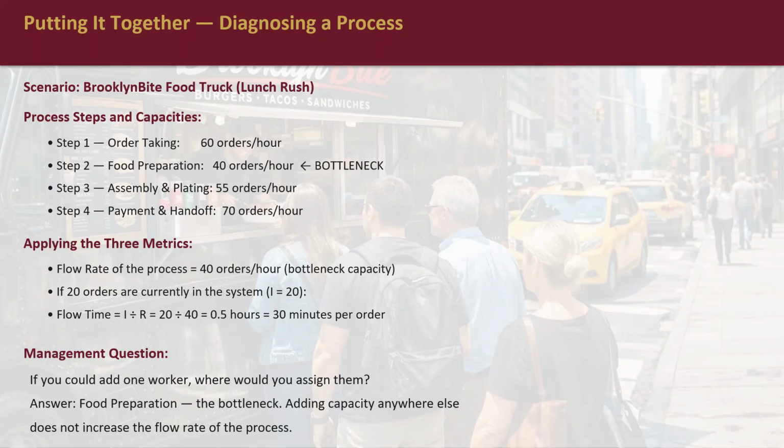Now apply Little's law. If 20 orders are in the system, flow time equals 20 divided by 40, which is 0.5 hours, or 30 minutes per order. So here is the management question. If you can add 1 worker, where do they go? Food preparation. Capacity added anywhere else changes nothing.